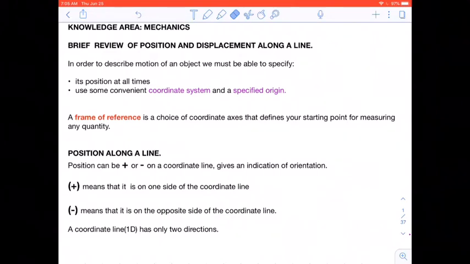We're dealing with the knowledge area mechanics. We're going to review the 1D coordinate line, which we did in the previous lesson. Now, in order to describe motion of an object, we must specify the position at all times and use some convenient coordinate system and a specified origin.